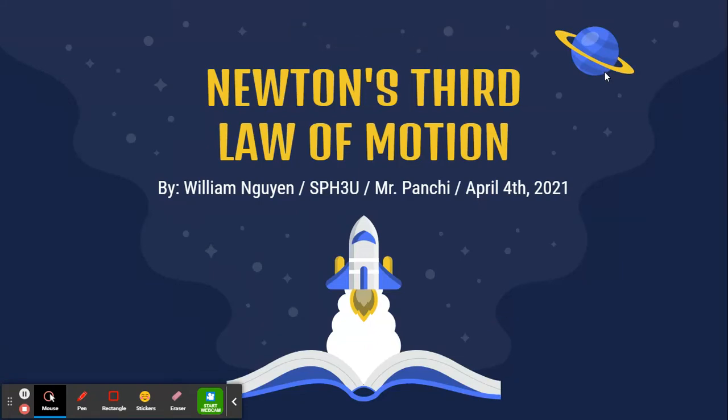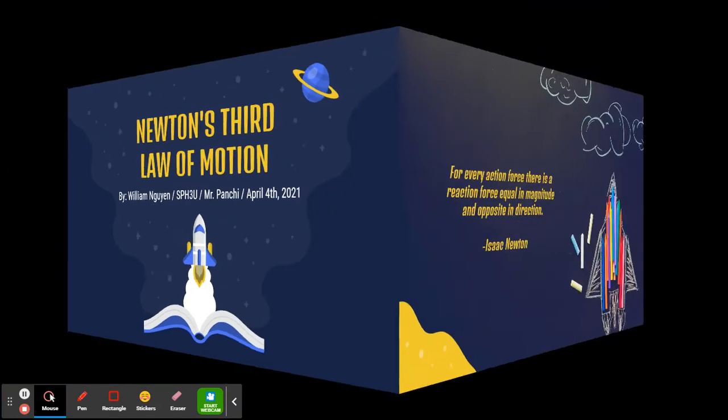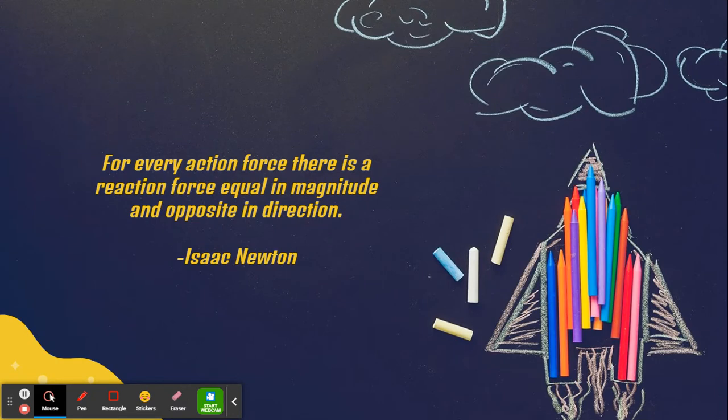Today, let's learn about Newton's third law of motion. Well, to start off, let's ask ourselves, what is Newton's third law of motion? Well, Newton's third law of motion states that for every action force, there's a reaction force equal in magnitude but opposite in direction.